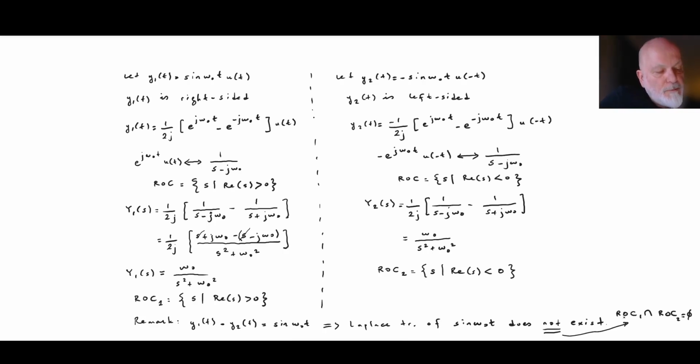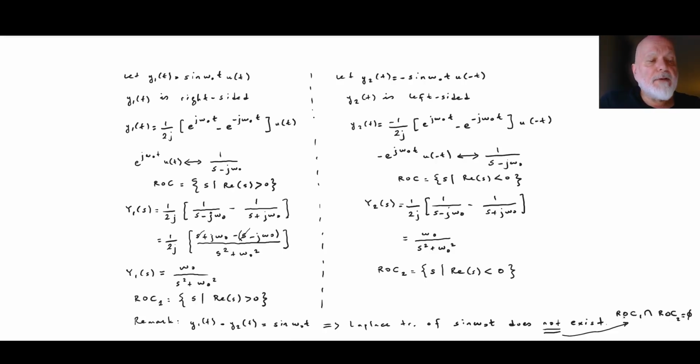that the Laplace transform of sine omega 0 t does not exist is that we are not able to obtain the Laplace transform of the sum of these two signals, because the Laplace transform of each signal is defined on a different part of the S-plane, the region of convergence, and these convergence regions do not overlap. They have an empty intersection, and as a result, the Laplace transform of sine omega 0 t does not exist.